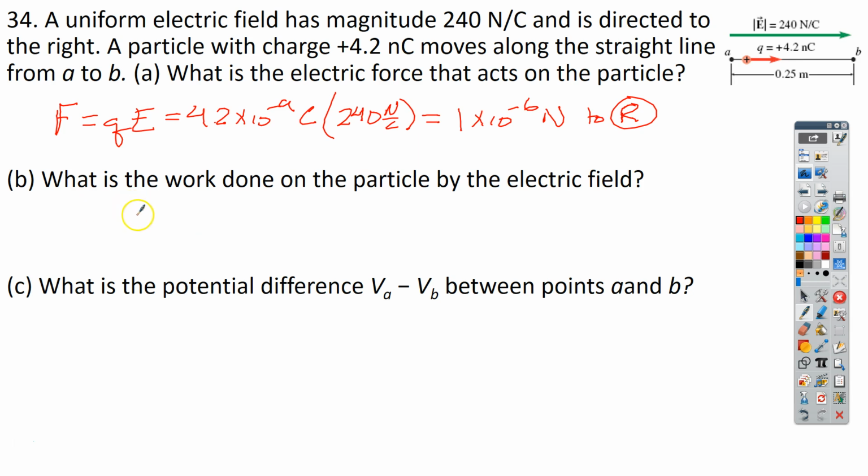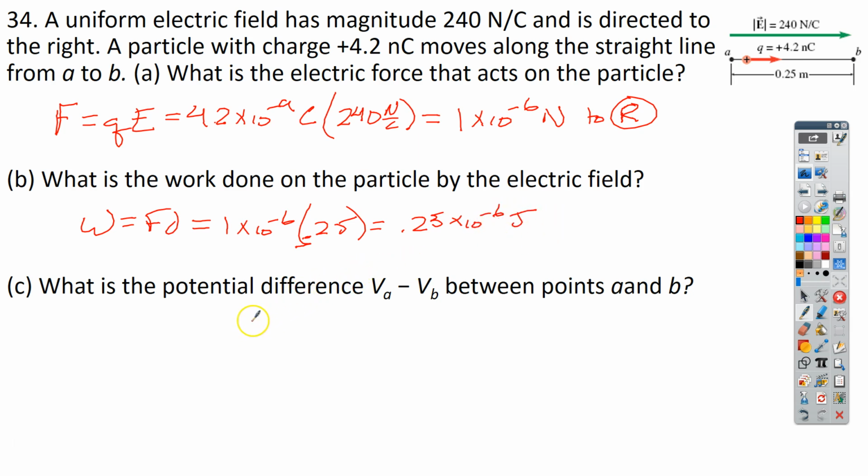Next thing they want us to figure out is what is the work done on the particle by the electric field. So we know work is just equal to force times distance. So here we have that 1 times 10 to the negative 6 newtons. Our distance is 0.25 meters. And if you do the math, you should end up with 0.25 times 10 to the negative 6 joules of work.